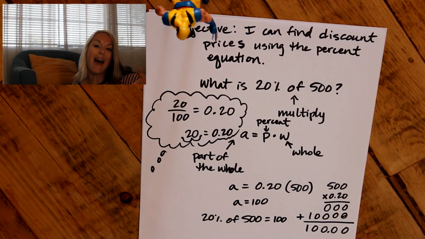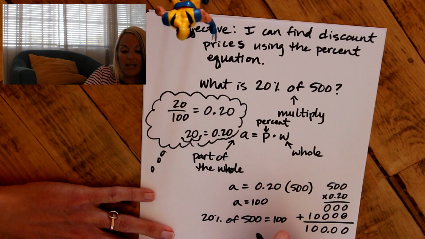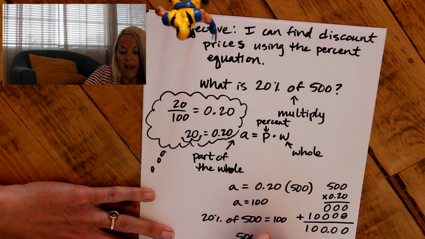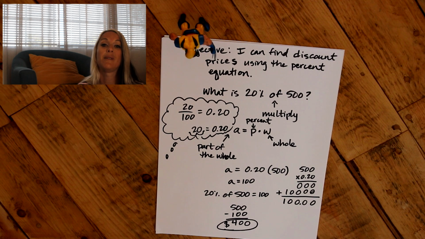But that was just that part of the question. Our original question was, how much is Logan going to pay for his new suit? Well, I now know that he's getting $100 off because it's 20% off of 500. So I'm just going to take that original price, 500, subtract the new price, 100. Whoa! Logan only has to pay $400 for his new suit. That's pretty cool.